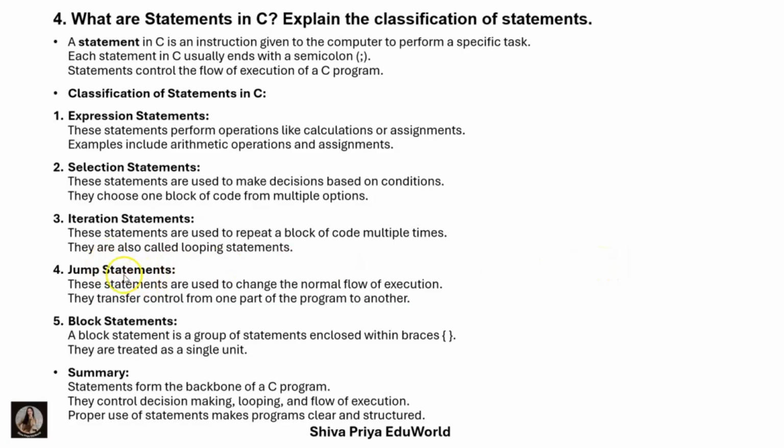Clear? Jump statements. These statements are used to change the normal flow of execution, which means it will jump from one statement to another statement. They transfer control from one part of the program to another. It will completely transfer the control of that program from one part to another part. Clear? That is why it is a jump statement.